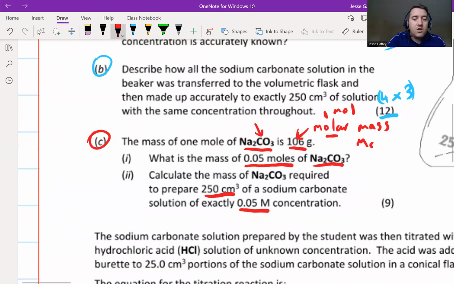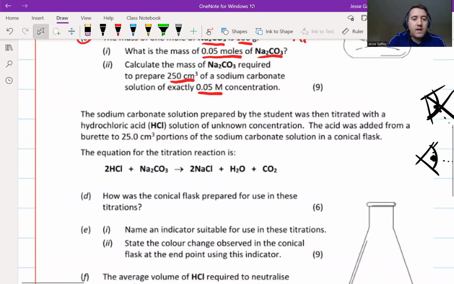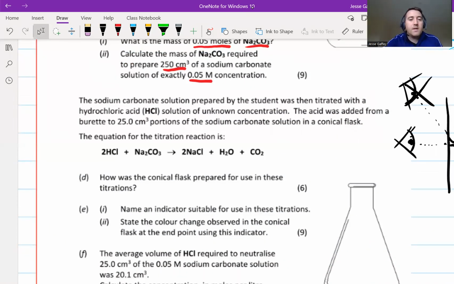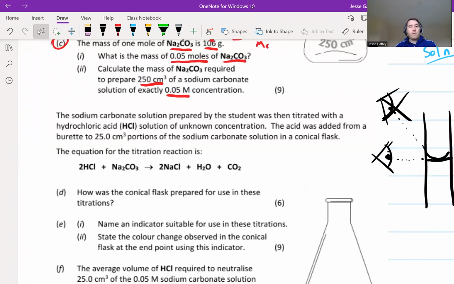All right, let's go back to the question now. And now we're getting to the stage of your pretty standard titration calculation. Let's see what it says here. It says the sodium carbonate solution prepared by the student was then titrated with hydrochloric acid of unknown concentration. So it's making it very clear for you here which one is the known and which one is the unknown. So the HCl is the unknown. The acid was added from a burette to 25 centimeters cube portions of the sodium carbonate solution. So sodium carbonate, it was 25 centimeter cube portions that were used.